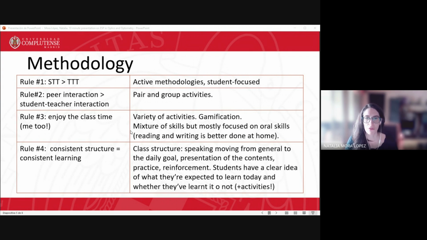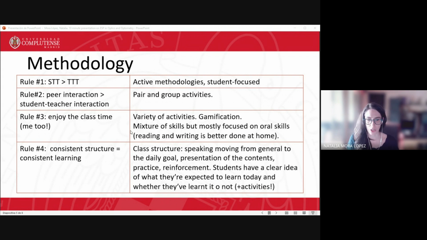And rule number 4, I follow a consistent structure. This is not contradictory with the variety of activities. I think that we should have a consistent structure, even though you can have variety inside the consistent structure. I think that this leads to consistent learning. My class structure is usually we start with the speaking at the very beginning, and we move from general topics to the one related to what we're going to see today.